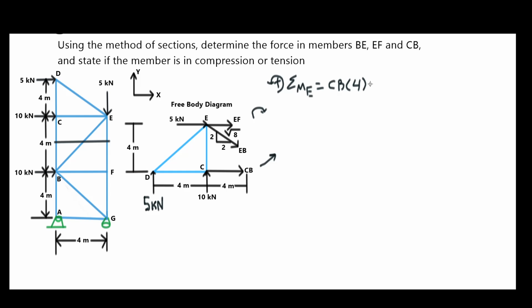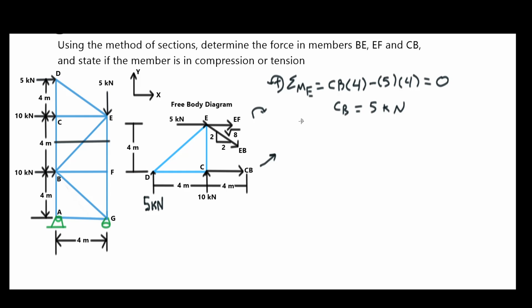So we'll go ahead and put minus 5 times that distance of 4 meters. It's going to be equal to 0. And then CB is going to be equal to 5 kilonewtons.